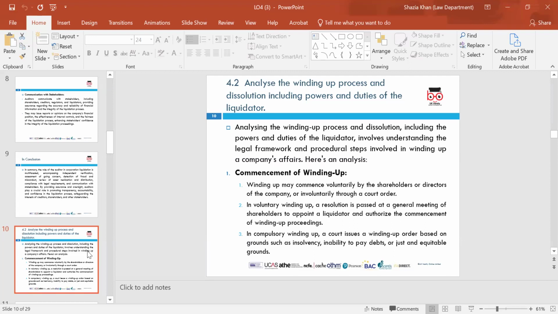And in compulsory winding up, a court issues a winding up order based on grounds such as insolvency, inability to pay debts, or just and equitable grounds. And this is, as we mentioned, a company can be legally forced to wind up. The company is ordered to appoint a liquidator to manage the sales of the assets and distribution of the proceeds to the creditors. The court order is often triggered by a suit brought by the company's creditors.